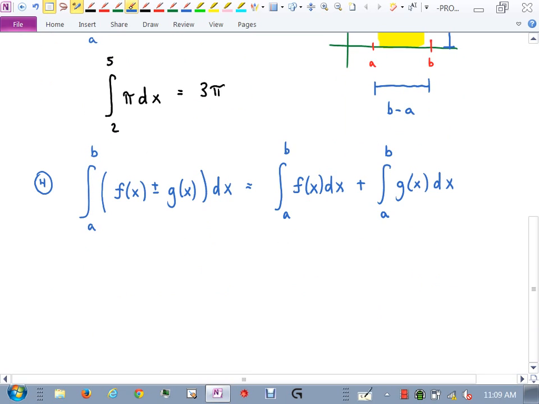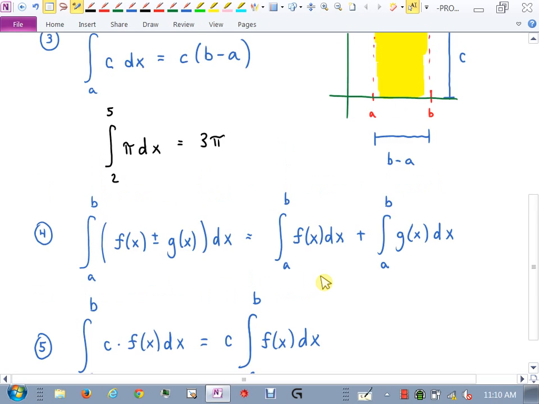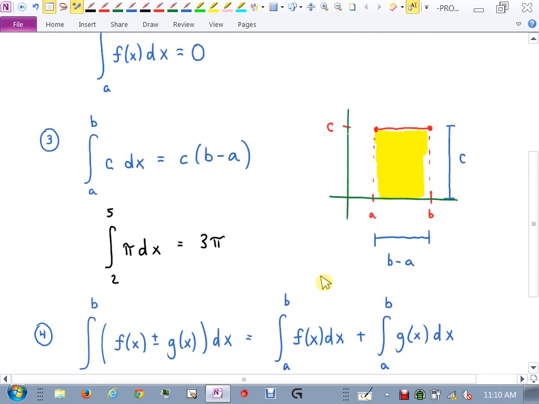Property 5, let's see. Again, we've seen this before. If you have an integral, and you have a constant times your function, you can pull the constant out and then do your definite integral. And when you're done with that, you go ahead and multiply that constant through. All right? So the constant comes out of the integral, integrate, and then multiply by c at the end. All right, I think all those are pretty natural. I mean, they kind of make sense.